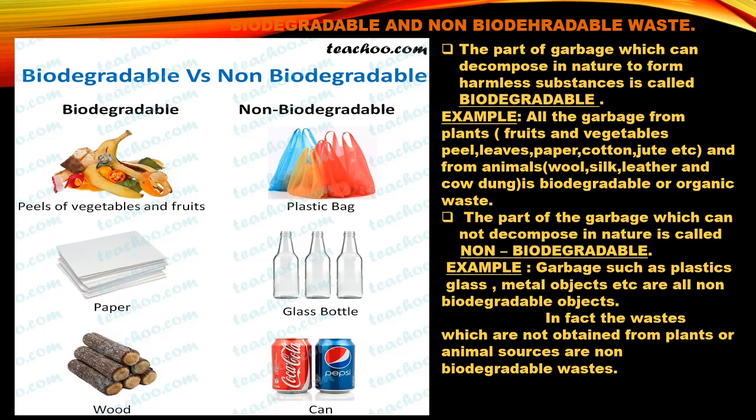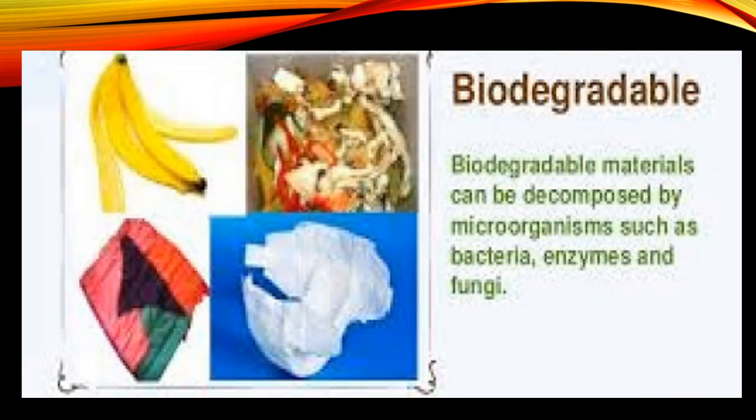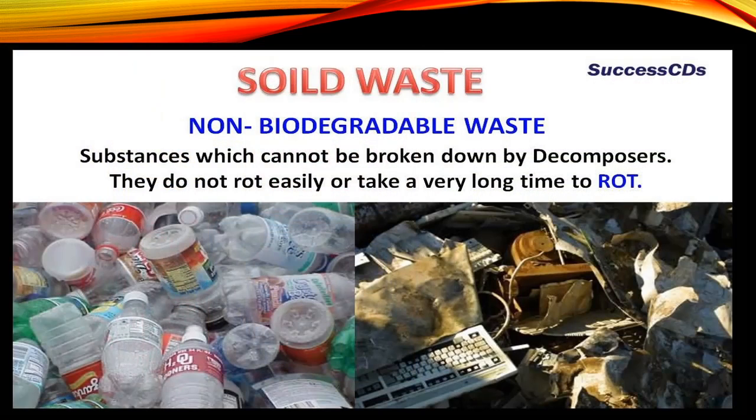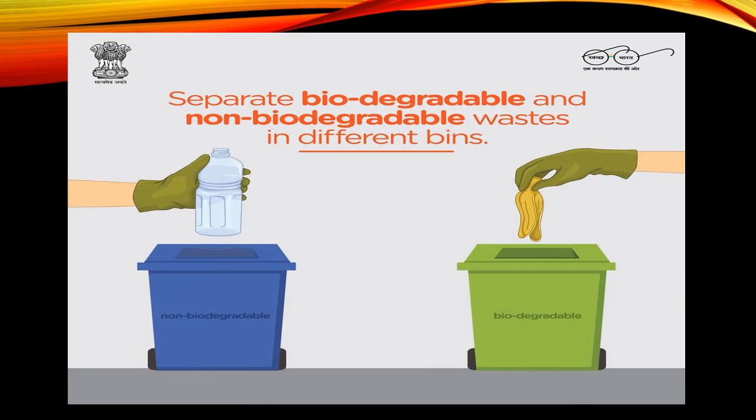Okay. Now, so biodegradable, here we can see it is the material which can be decomposed by microorganisms. So what are the microorganisms? That is the bacteria, fungi, etc., by which they can be degraded. And non-biodegradable waste, that is which cannot be degraded, they cannot rot. So in the picture always you can see the pictures of some of the non-biodegradable waste.